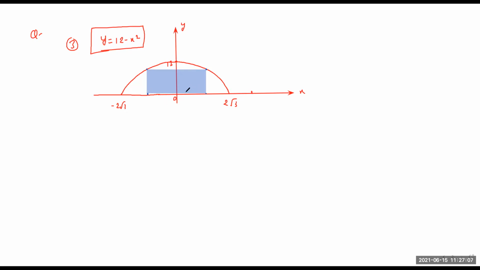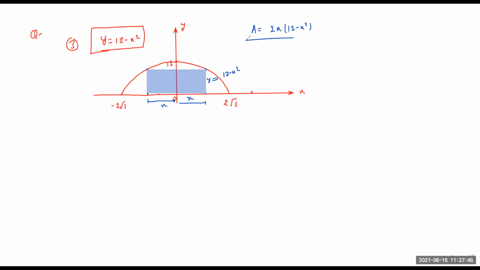Because it's symmetrical, I can easily find something. If this is x in length, then this height will be 12 minus x square, and technically this is also x because both sides are symmetrical. So the total area A will be 2x times 12 minus x square.